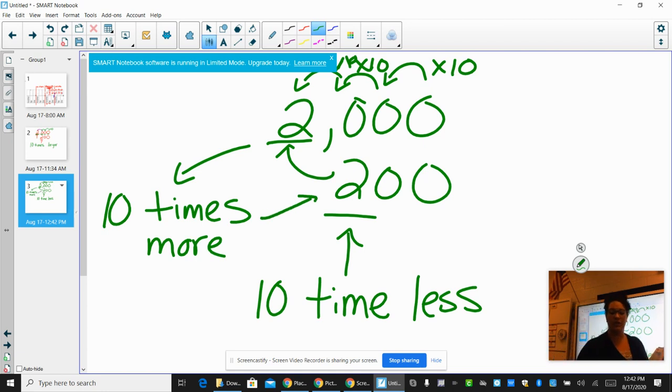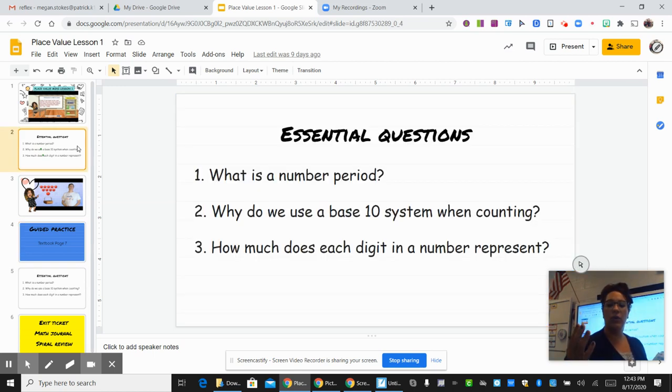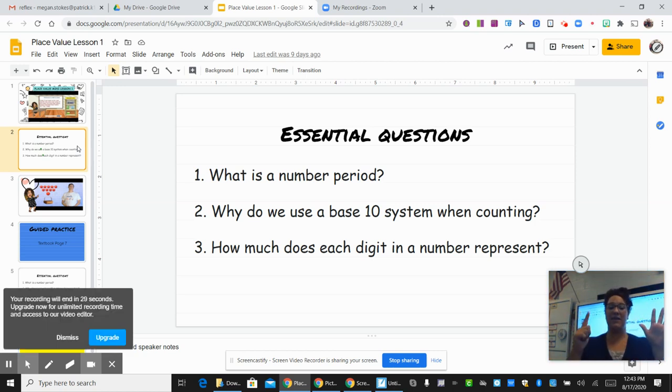So remember, your essential questions for today were that you could tell me that a number period is when we're separating those digits, right? What is a number period? It's when you have those groups of ones, tens, and hundreds in each number, whether it's the units, the thousands, or the millions. Your next question was, how do you use a base 10 system? Well, we have 10 fingers, and we write 10 digits. We use the numbers 1, 2, 3, 4, 5, 6, 7, 8, 9, and 0 to represent those numbers. And knowing the value of those digits helps us by knowing the place value in a place value chart.